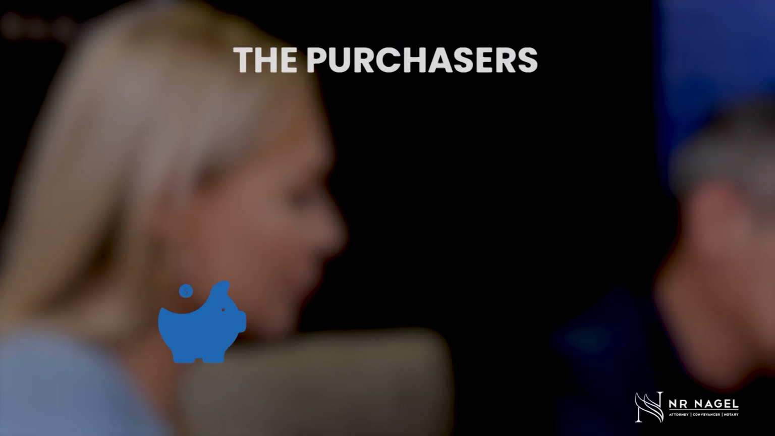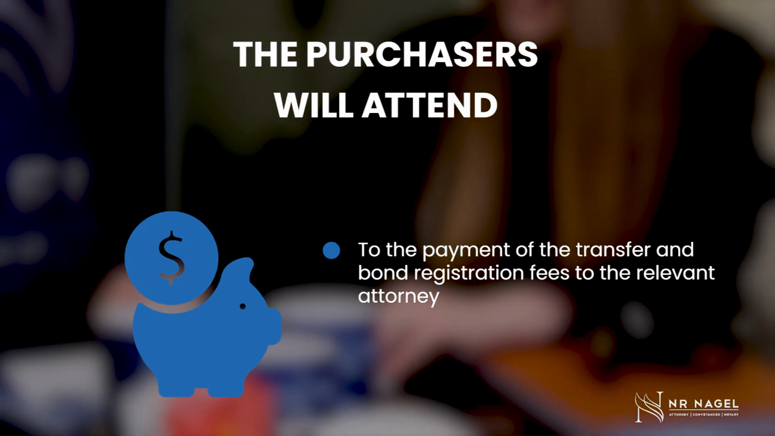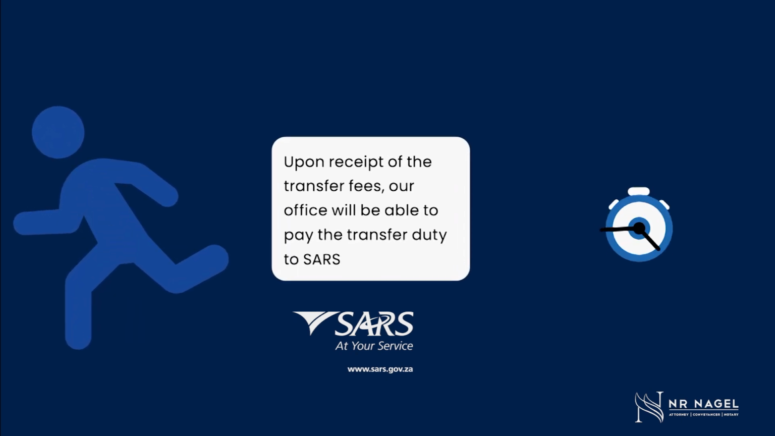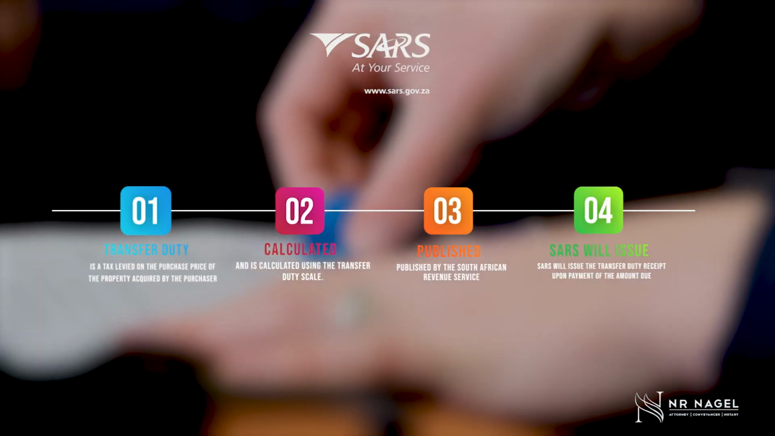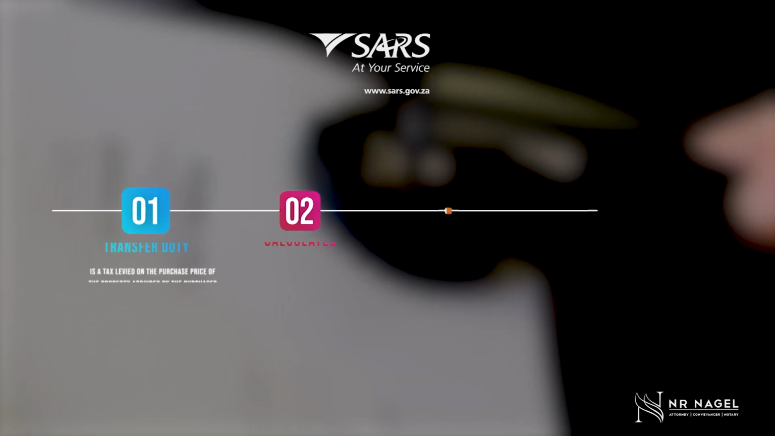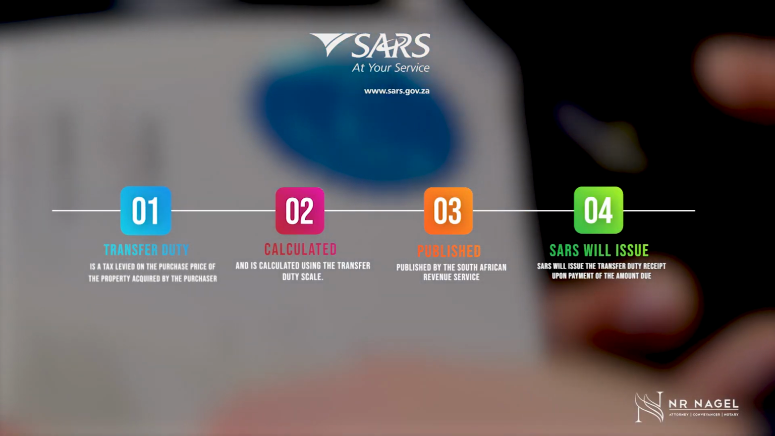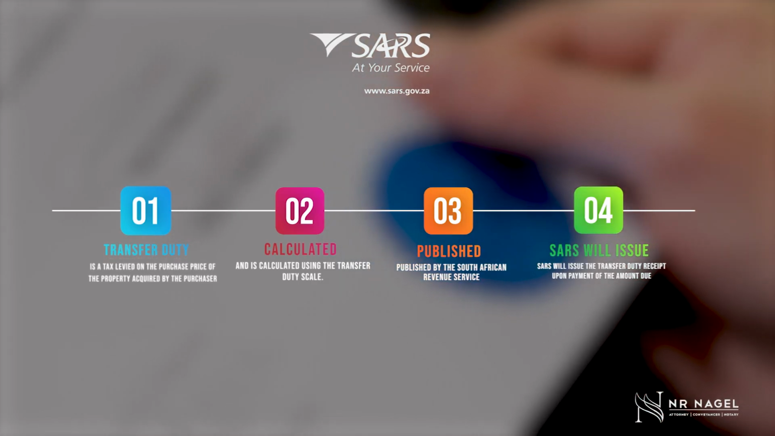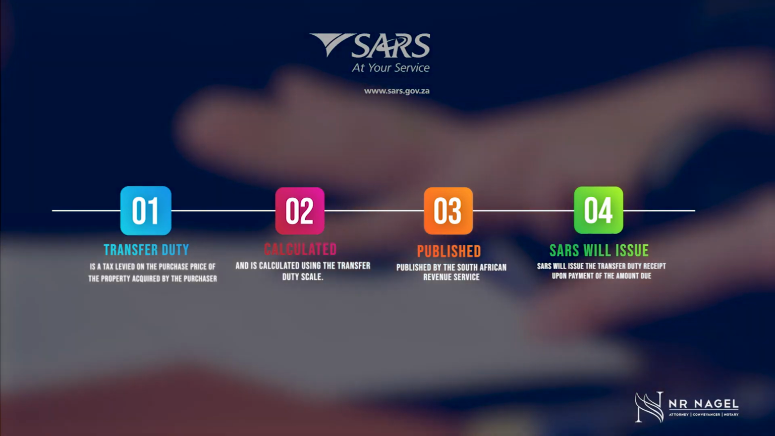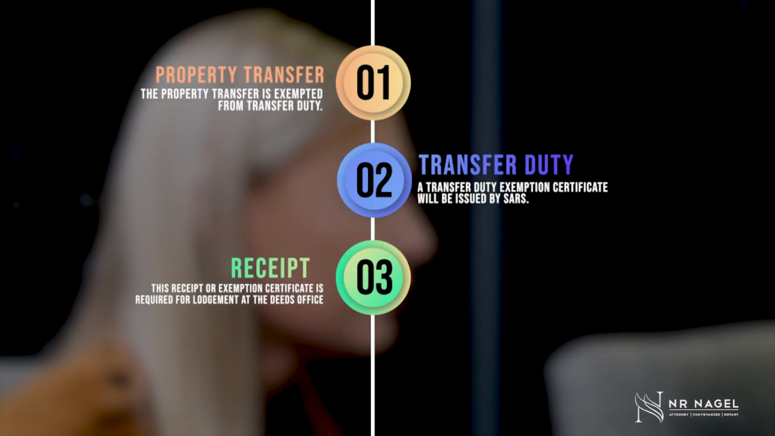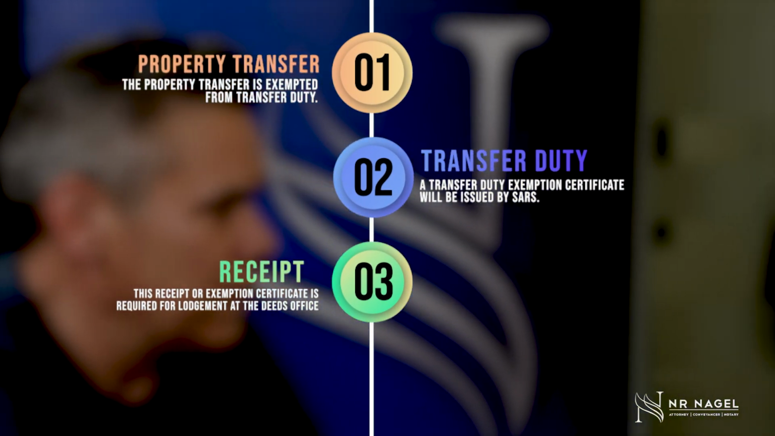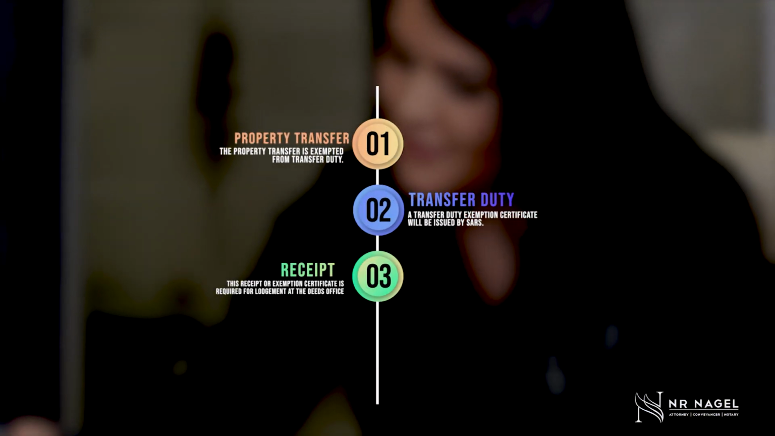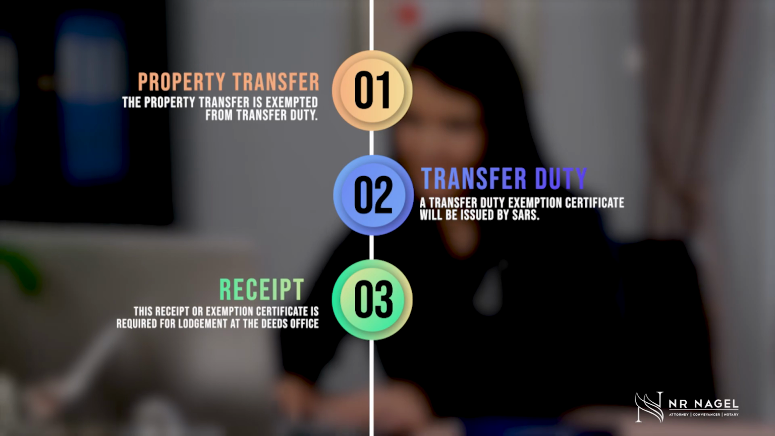Attorney registration fee. The purchasers will attend to the payment of the transfer and bond registration fees to the relevant attorneys. Upon receipt of the transfer fees, our office will be able to pay the transfer duty to SARS. Transfer duty is a tax levied on the purchase price of the property acquired by the purchaser and is calculated using the transfer duty scale published by the South African Revenue Service. SARS will issue the transfer duty receipt upon payment of the amount due. In some instances, the property transfer is exempted from transfer duty, and in such an event, a transfer duty exemption certificate will be issued by SARS. This receipt or exemption certificate is required for lodgement at the deeds office.